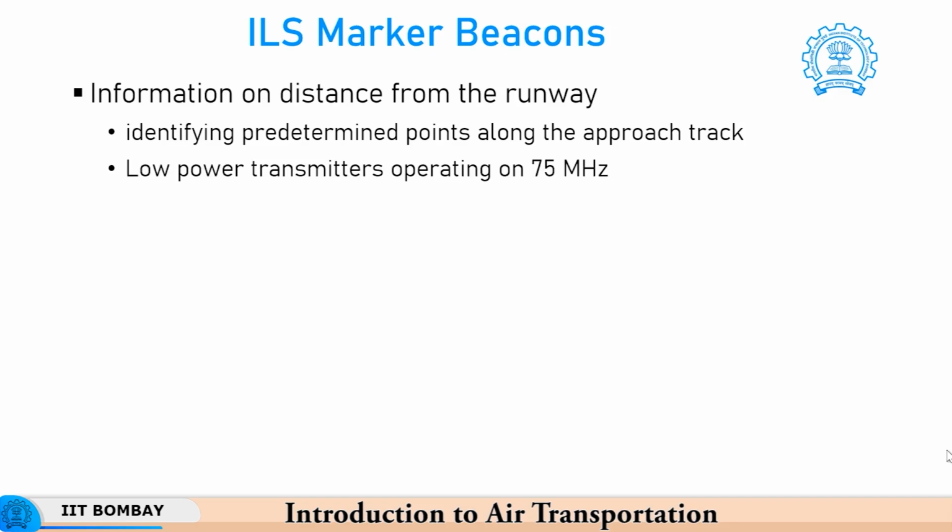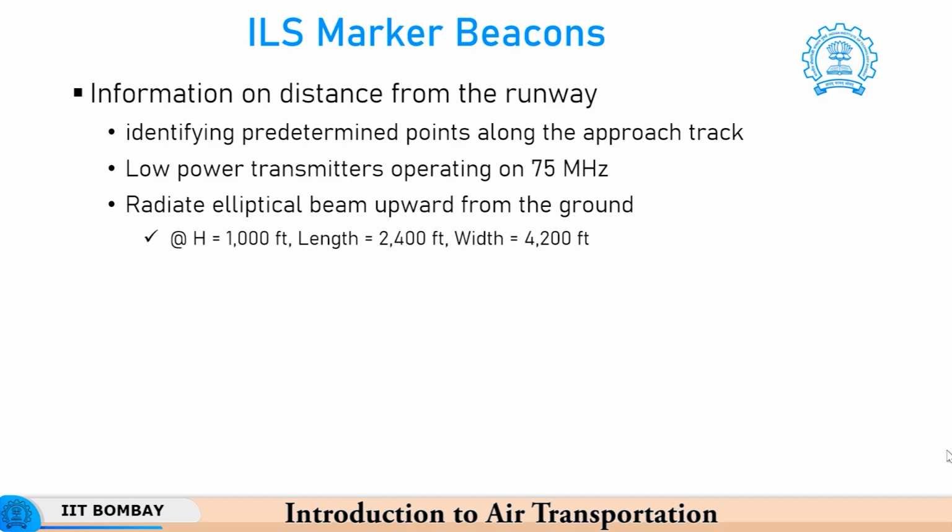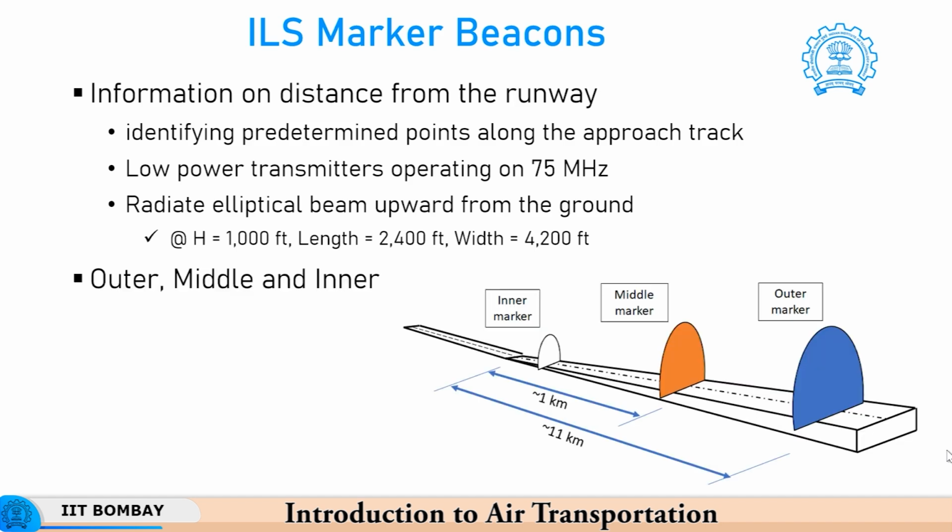So, this is normally done using low power transmitters operating on 75 megahertz. They radiate an elliptical beam upward from the ground. At the height of 1000 feet, this beam will be around 2400 feet long and 4200 feet wide. There are generally 3 markers: the outer marker, the middle marker and the inner marker.